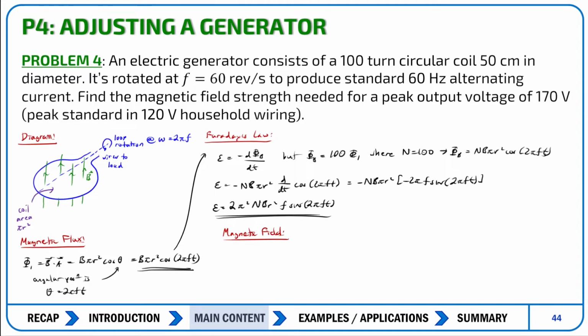Given some values, we know that epsilon max must be 170 volts. We know n is equal to 100. We know r is equal to 0.5 meters divided by 2, because that was the diameter given to us. And f is equal to 1 over 60. So from this, we can rearrange this equation to get B equals epsilon max divided by 2π² n r² f.